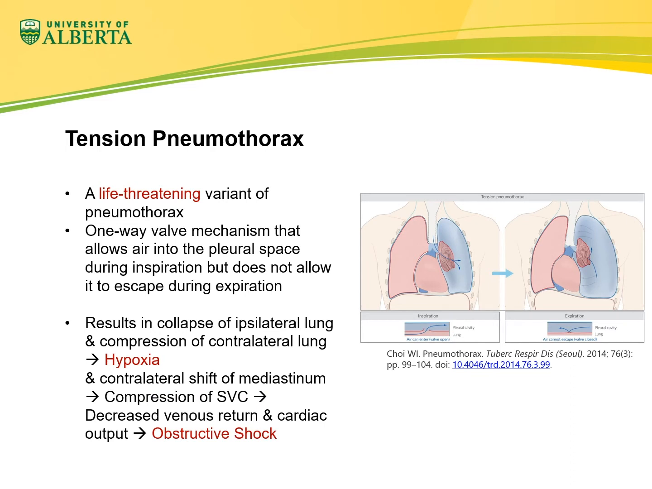Tension pneumothorax is a life-threatening emergency that can occur with any etiology, including spontaneous pneumothorax. It occurs when a one-way valve mechanism allows air to enter the pleural cavity during inspiration, but not to exit during expiration. This results in the collapse of the ipsilateral lung and the compression of the contralateral lung. Ventilation is then impaired, resulting in hypoxia. Tension pneumothorax also results in the contralateral shift of the mediastinum and compression of the superior vena cava, which result in decreased venous return as well as cardiac output, leading to obstructive shock.